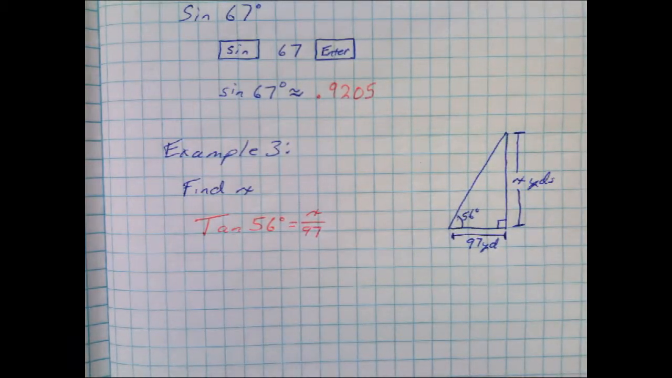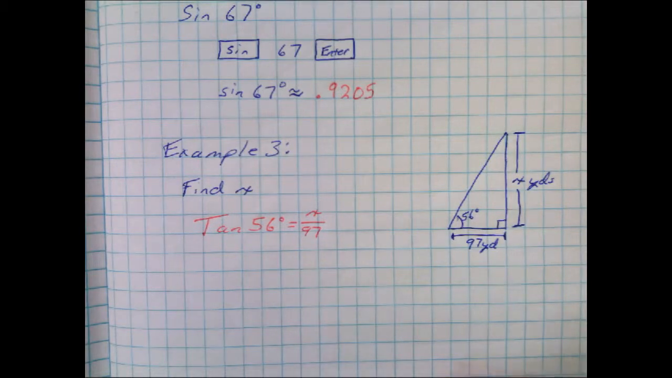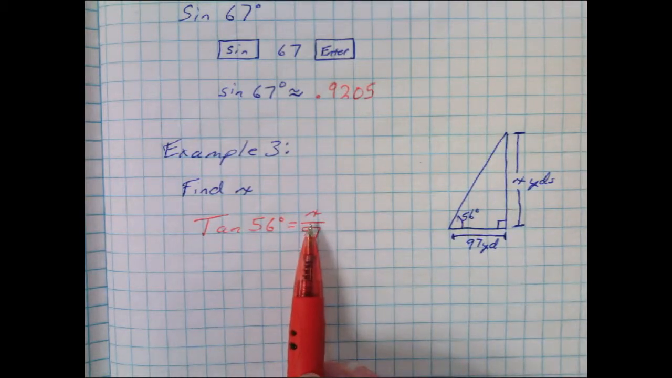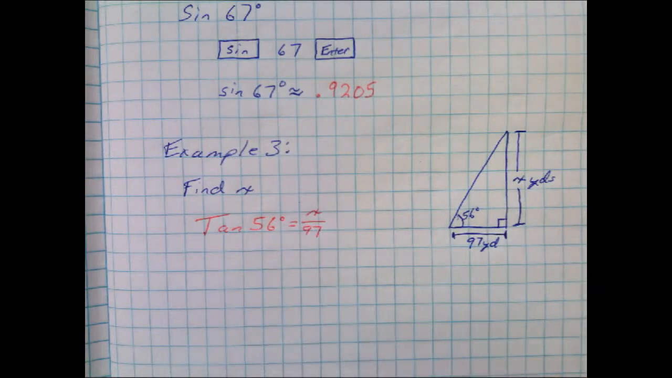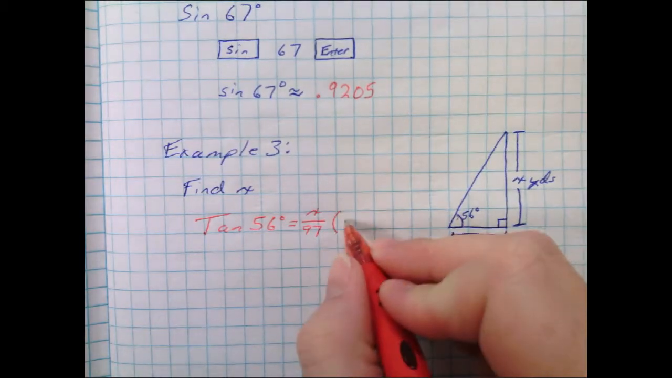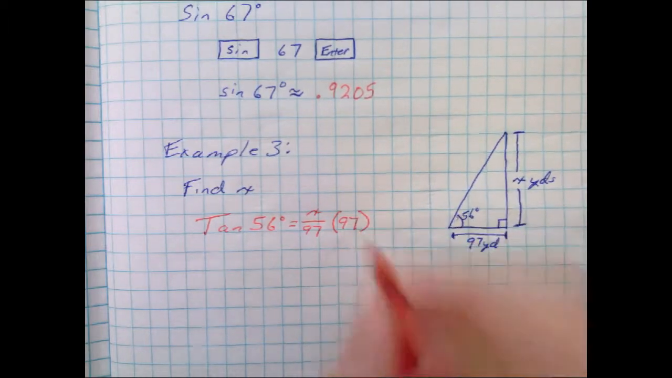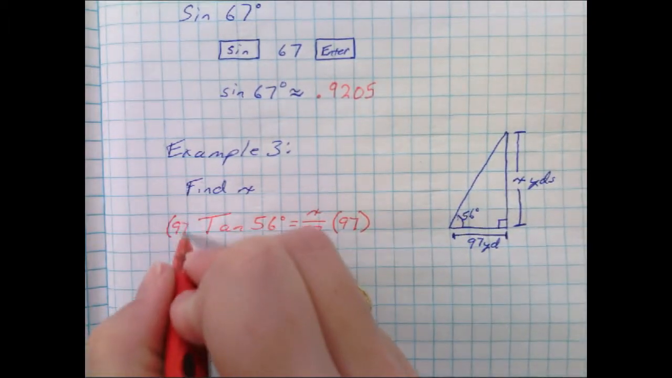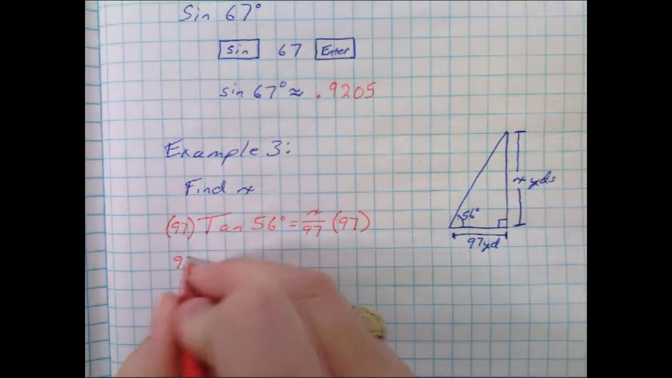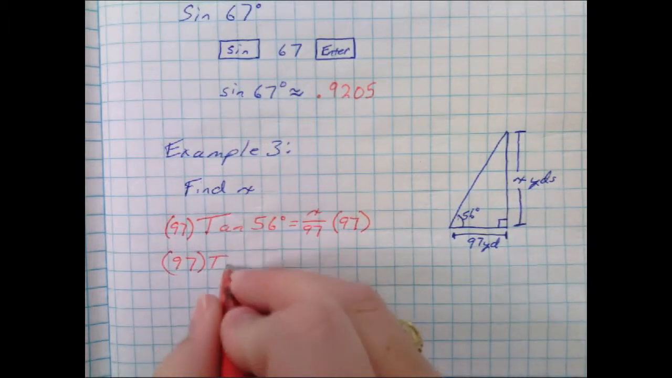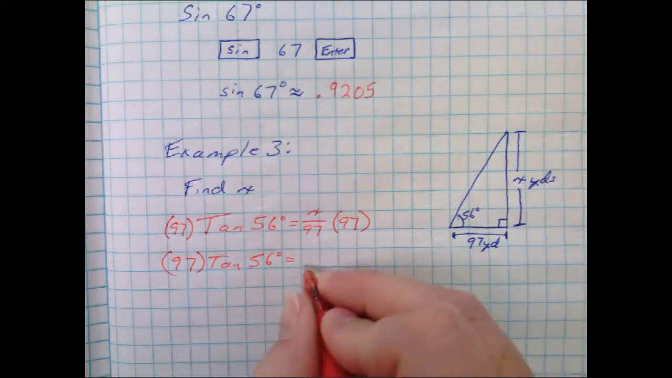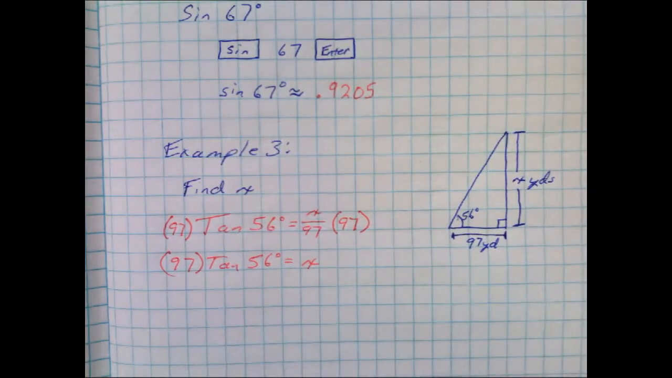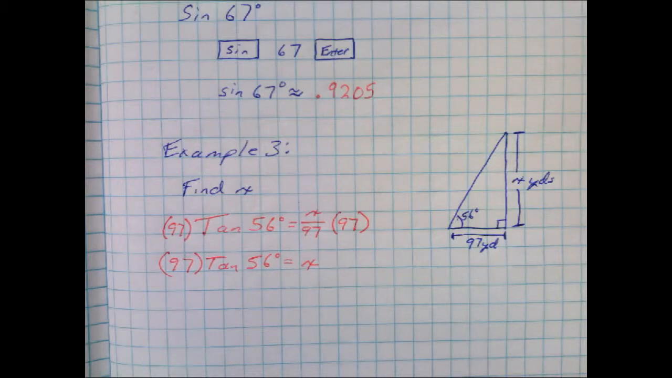Okay? So then the next step that we're going to do here is we want to solve for x. So that means we need to get this 97 out of the denominator. In order to do that, just like we've done before, we're going to be multiplying both sides. So we have 97 tangent 56 degrees equals x.